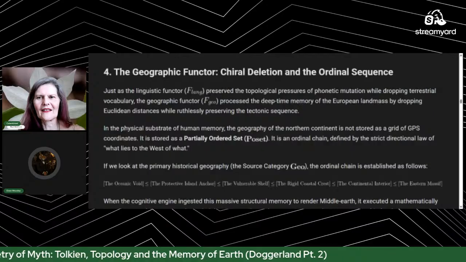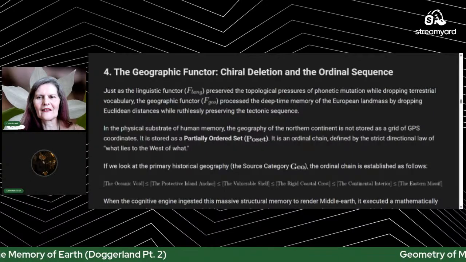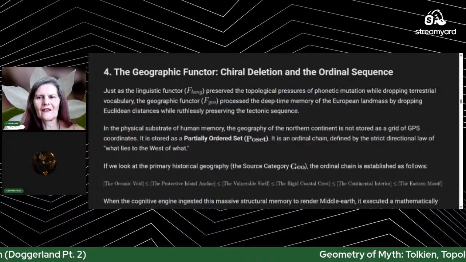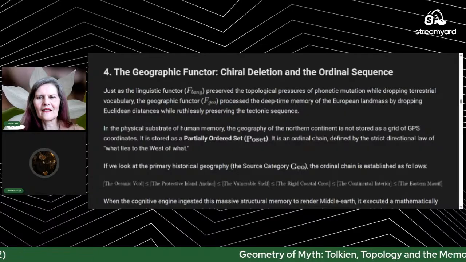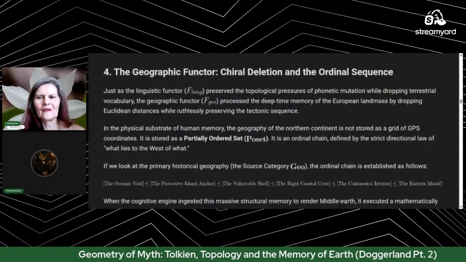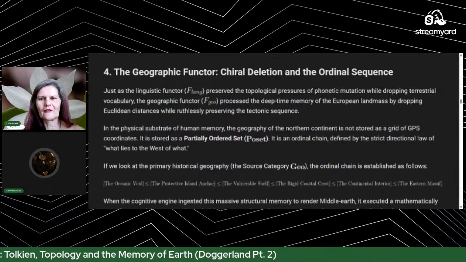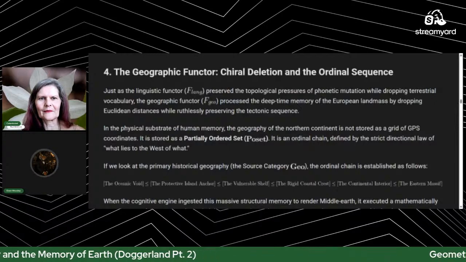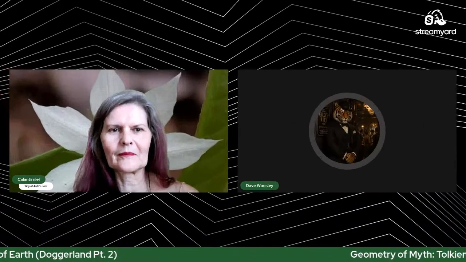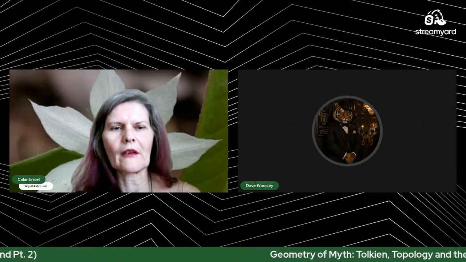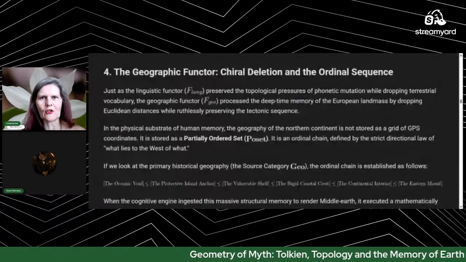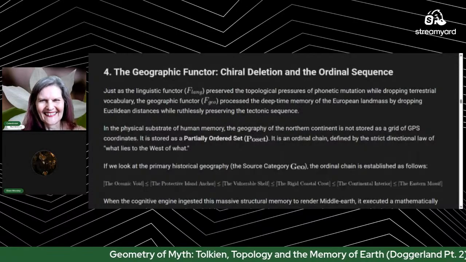In the physical substrate of human memory, the geography of the northern continent is not stored as a grid of GPS coordinates. It's stored as a partially ordered set. It's an ordinal chain defined by the strict directional law of what lies to the west of what. So if we look at the primary historical geography of the source category geo, the ordinal. Sorry, I will add that back to the stage.